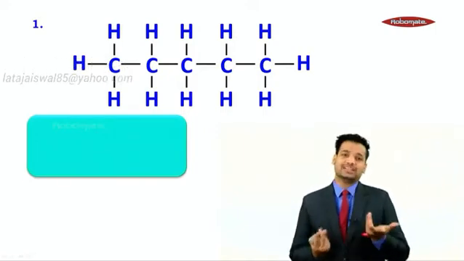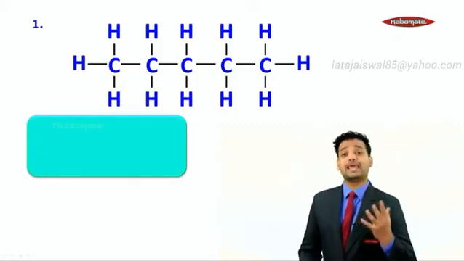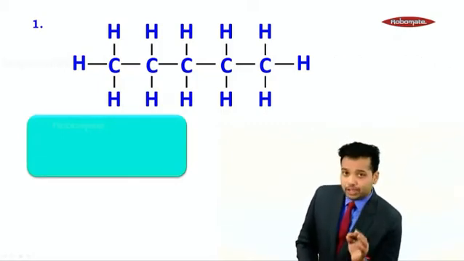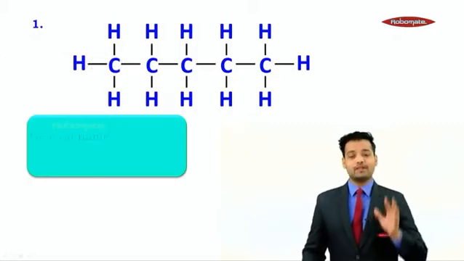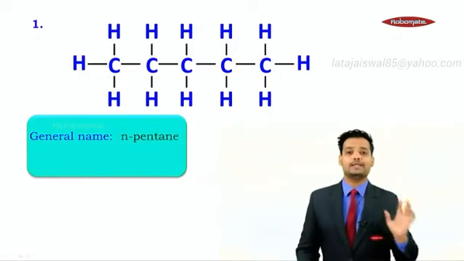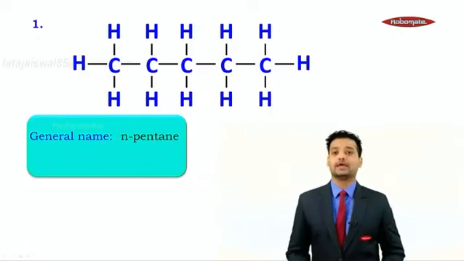What would be the general name? Pentane. But isomers of pentane exist. So that is why you are going to call this normal pentane, and normal pentane will be called n-pentane. Very simple. Normal pentane, n-pentane.